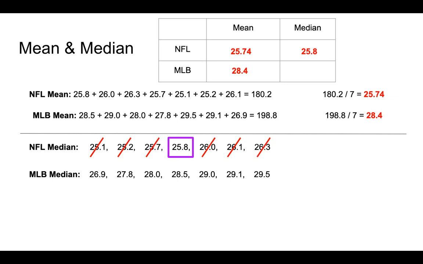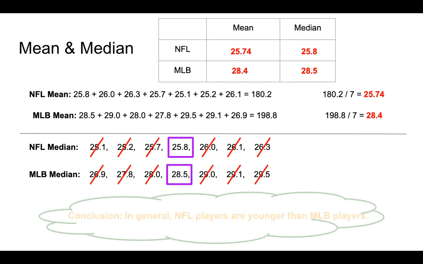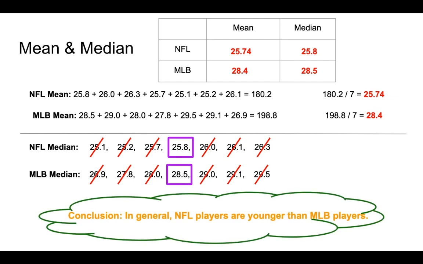If we do the same thing for Major League Baseball players, we have the ordered data set from least to greatest, beginning with 26.9 and ending with 29.5. If we cross out both ends and keep going, we get a median age of 28.5. The conclusion we can draw is, in general, NFL players are younger than MLB players.